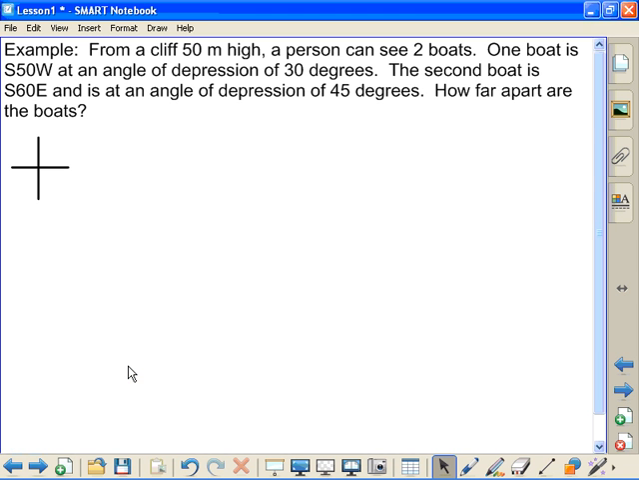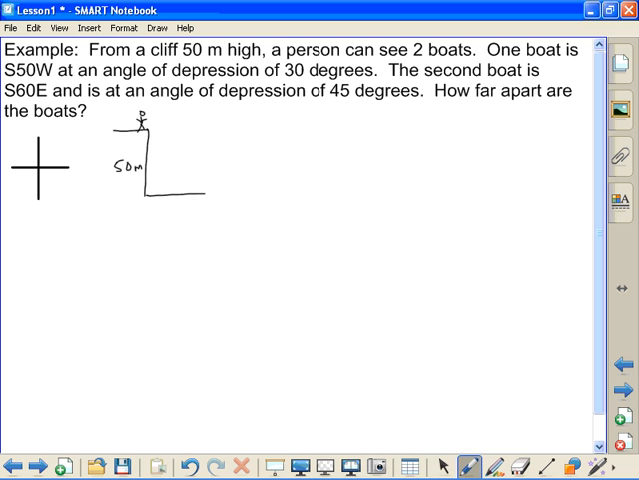I'm going to do a quick refresher on solving problems in 3D because we are going to deal with a little bit of 3D this year. So the example we have in front of us is the cliff is 50 meters high. So I'll quickly sketch my cliff here, and I know it's 50 meters. And here we are up here, and the water down here.